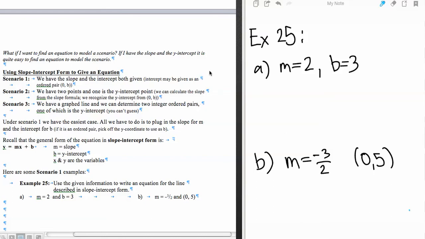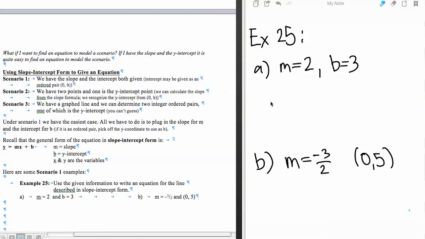The second scenario is that I have 2 points and one is the y-intercept, and I have to go ahead and find the slope. Or even better, somebody hands me the slope and I have to recognize an ordered pair that is the y-intercept. And then the third scenario is that I could have a graphed line which goes through the y-intercept on the y-axis, and I have to find the visual or geometric slope, and then I have to recognize what the y-intercept is.